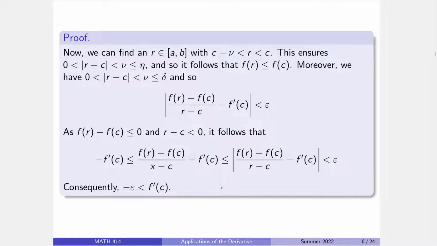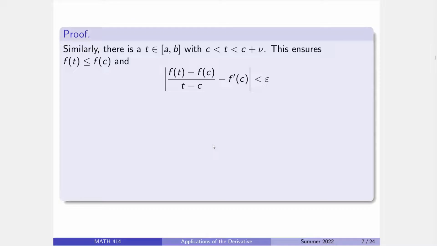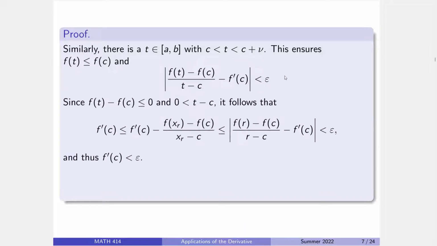All right. So, note what we did. We picked something to the left of C that we know had to exist. And there we go. And now we'll do the same thing. We can find a t that's on the right of c that's within nu. So that means, right, we know that f of t is less than or equal to f of c, and the difference quotient is behaving accordingly.